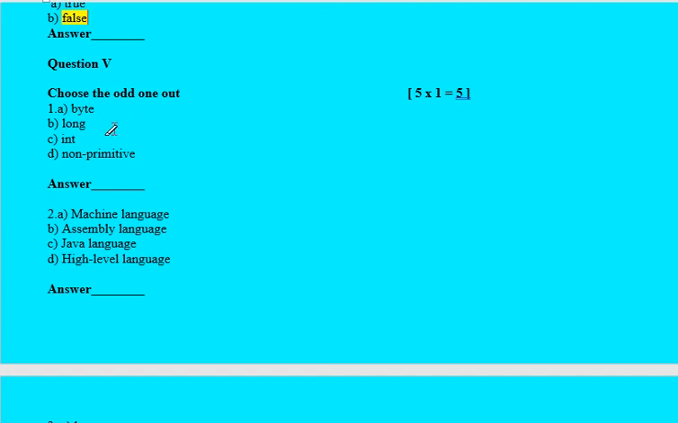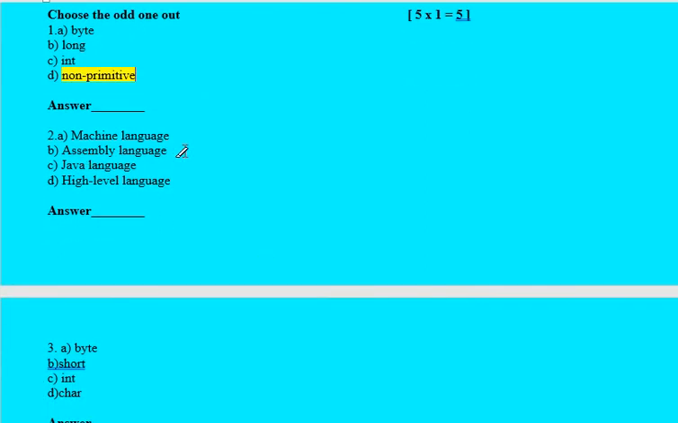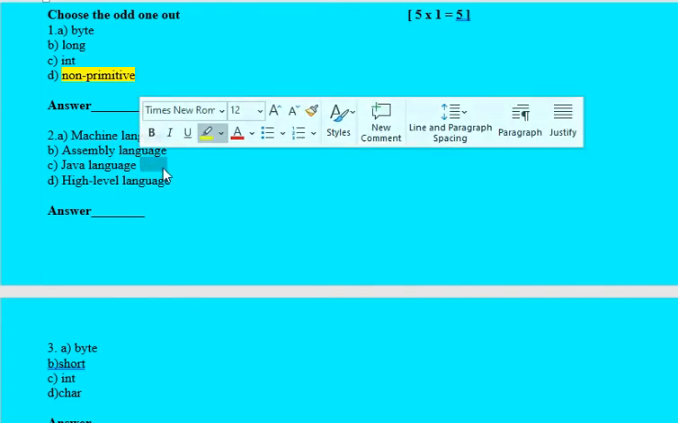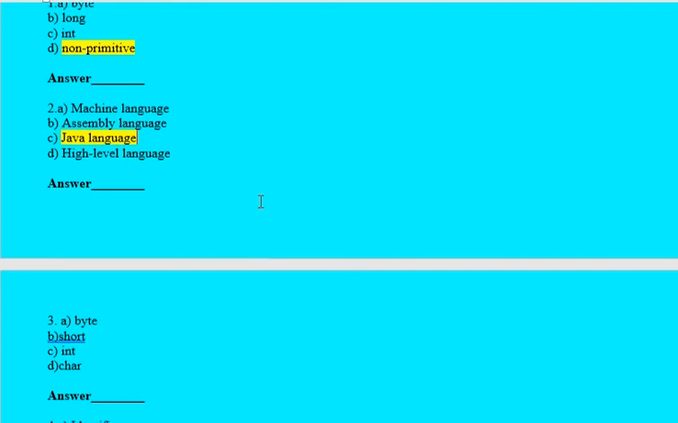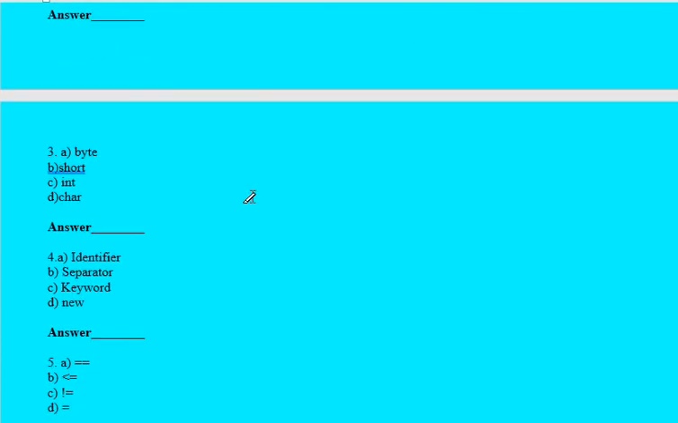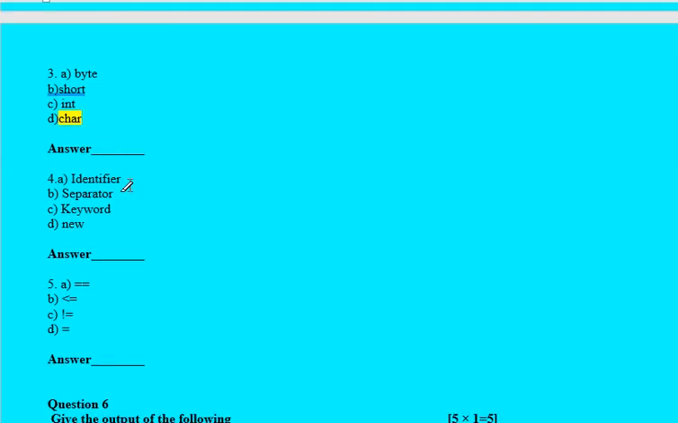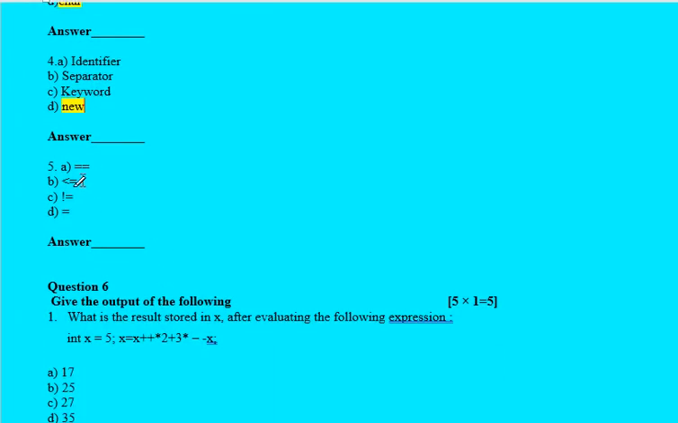Odd one out. Byte, long, int, all these are primitive data types. Non-primitive is wrong. Machine language, assembly language, Java language, high level language. We don't have something called Java language, so this is wrong. Byte, short, int, char, all these deal with numbers. Char deals with character. Identifier, separator, keywords, new, all these are tokens. New is a keyword. Okay. Equal to, less than or equal to, not equal to, all these are relational operators. Equal to is an assignment operator.